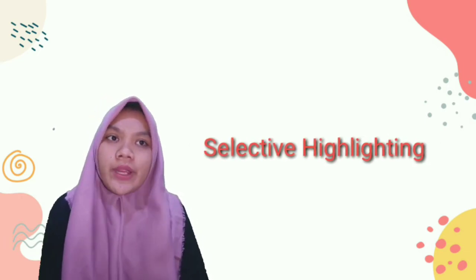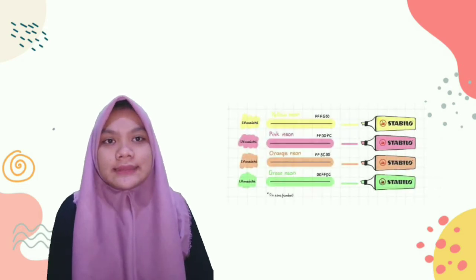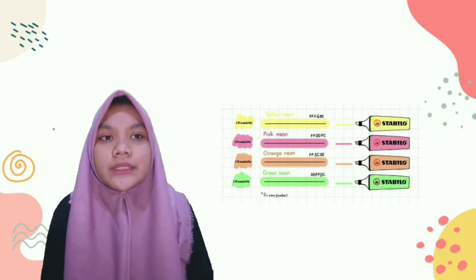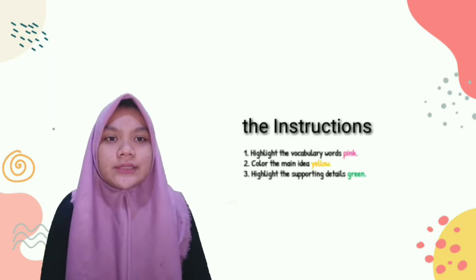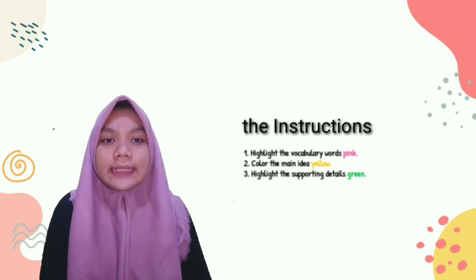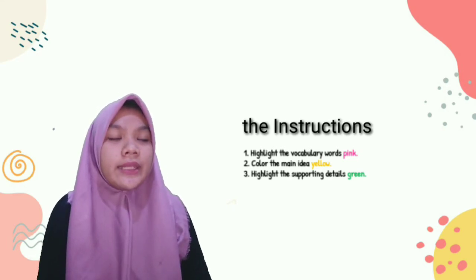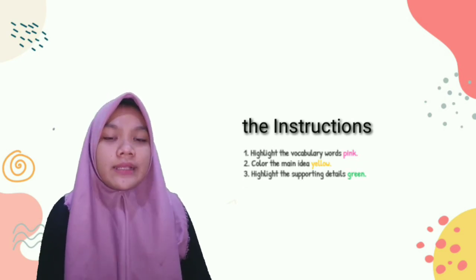These strategies require explicit teaching, extensive modeling and support, as well as clear student directions. However, when implemented correctly, they can help students organize their learning and deepen their comprehension. This is an example of selective highlighting and the instructions. First, highlight the vocabulary word in pink. Second, color the main idea in yellow. Next, highlight the supporting details in green.